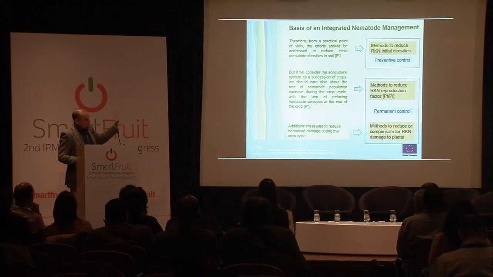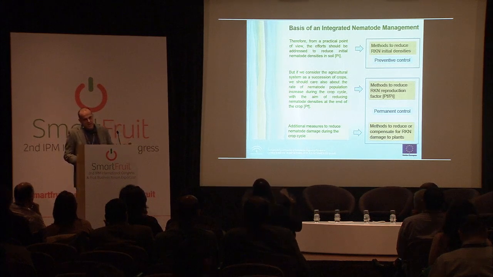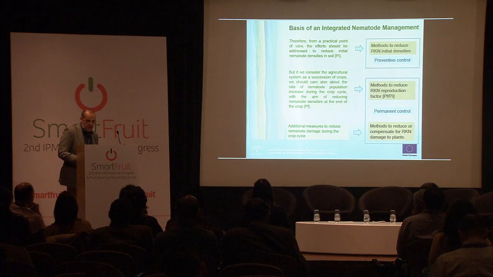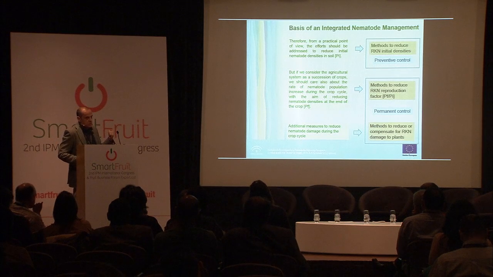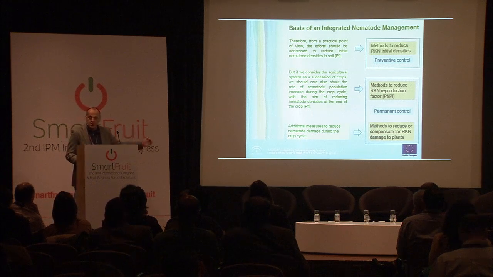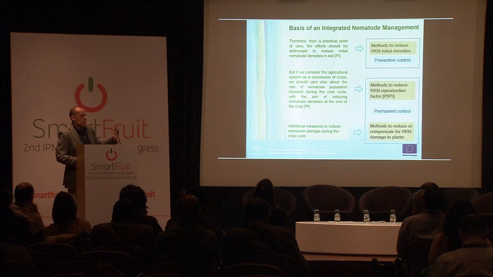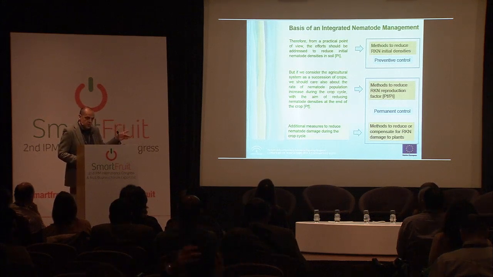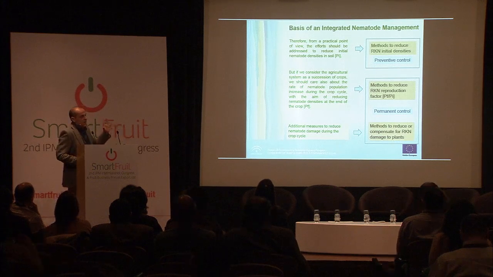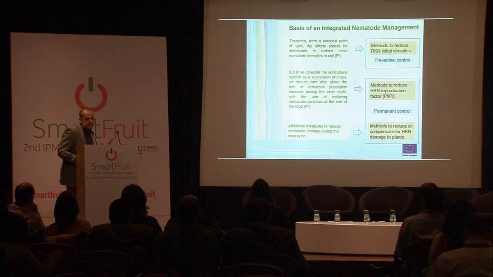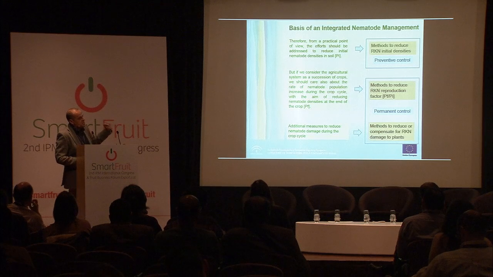Now, what is an integrated nematode management system? As we saw before, if we control the initial density of nematodes when it comes to transplant, we will reduce losses. That is a preventive strategy in our crops, but we also have to take into account other aspects in our integrated approach. For example, if we have an agricultural system with a succession of crops, we should bear in mind that the nematode population is increasing and the inoculum is increasing. So there are other measures which decrease the nematode reproduction factor, and that should also be part of our integrated nematode management system.